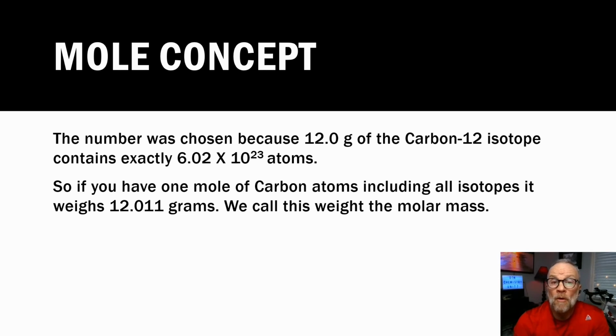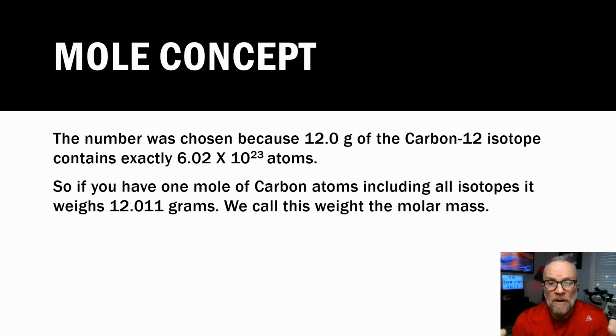So if you have 1 mole of carbon atoms, including all isotopes, it weighs 12.011 grams. We call this weight the molar mass. And you can find the molar mass on the periodic table. We've already talked about that when we talked about isotopes and how we calculate the molar mass from the weighted average of all the isotopes of the element.